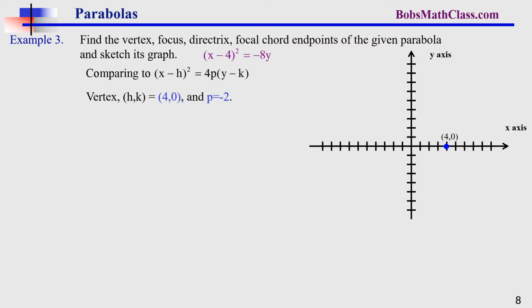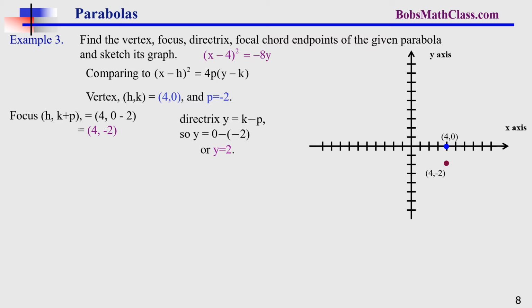So now we're going to count down 2 units. Again, p equals negative 2, that should tell you about the parabola. If p is less than 0, it opens downward. Right? If p is greater than 0, it opens upward. So this parabola opens down. We're going to count 2 units from (4, 0). So that'll give you (4, -2). And then we're going to count up 2 units from (4, 0), and that'll give you the directrix. All right, so y equals positive 2 is your directrix.